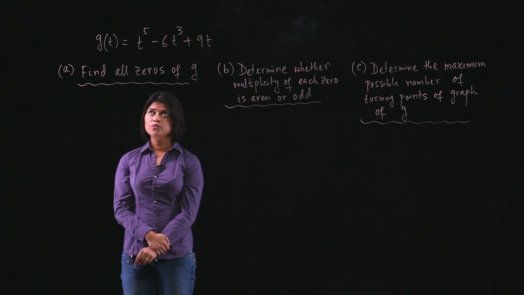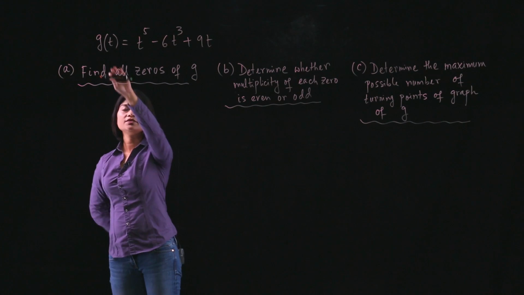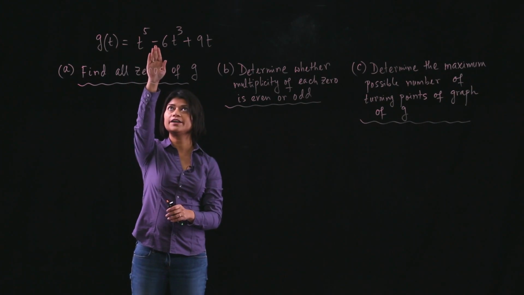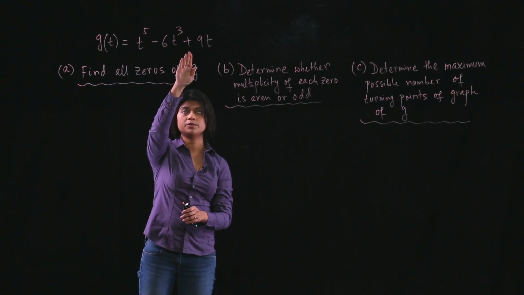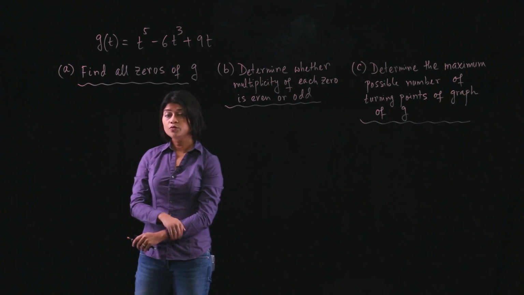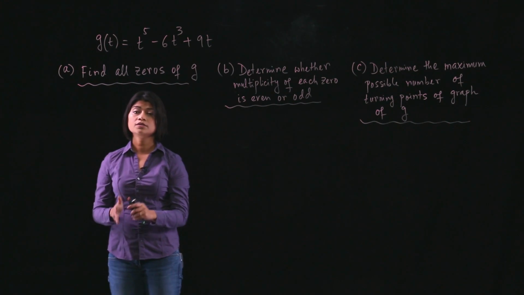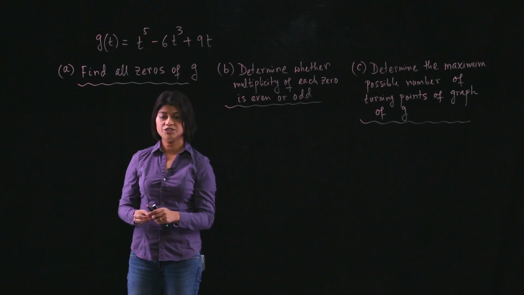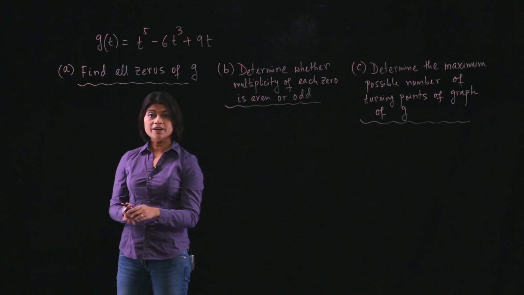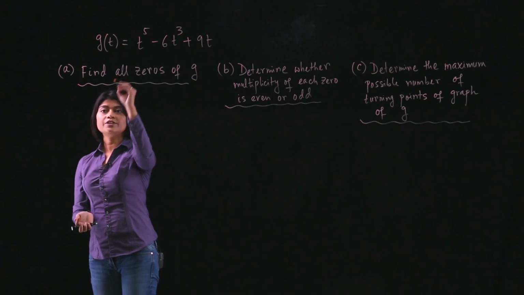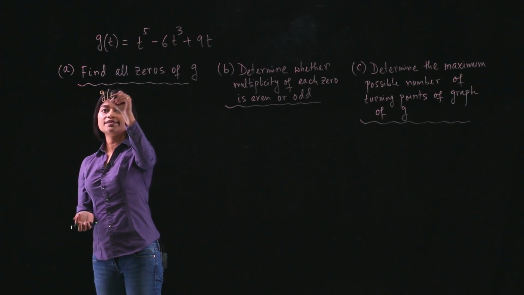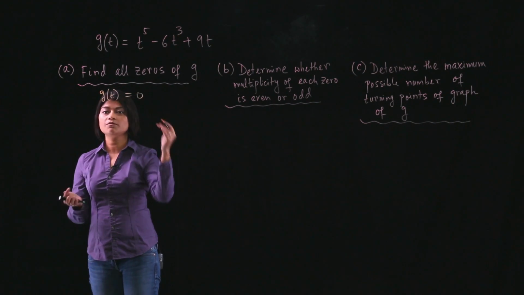Hi, I'm Papia. In this problem, we have the function g given by t to the 5 minus 6t cubed plus 9t. We have to first find all the zeros of this function g. So how do we find all the zeros? Well, you take your function and set it equal to 0 and solve for t.